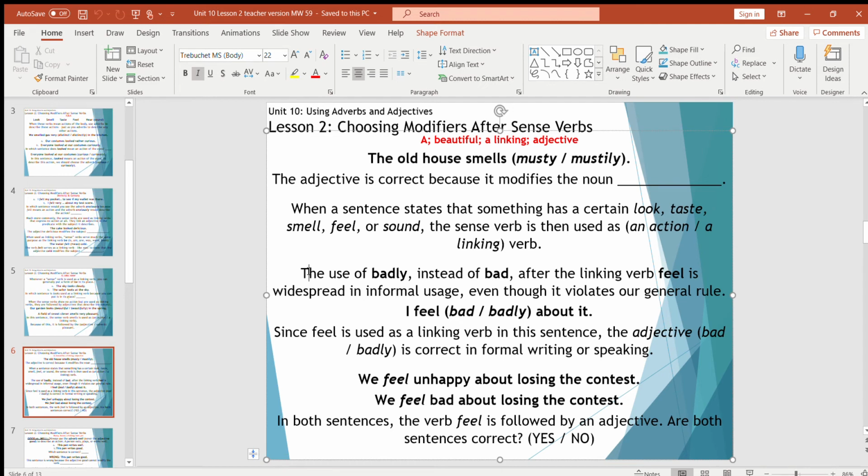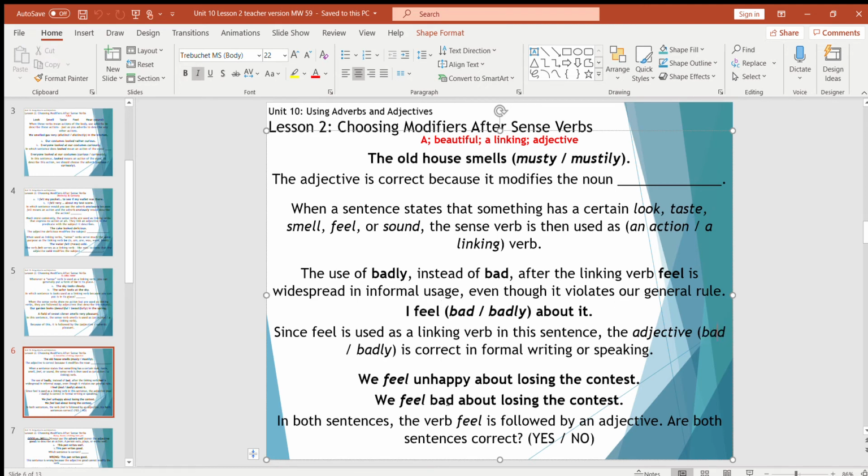Alright, circles to highlight. The use of badly instead of bad after the linking verb feel is widespread in informal use, even though it violates our general rule. Like, I feel bad or badly about it. Since feel in this sentence is being used as a linking verb, like I am bad or badly about it, the adjective form is correct in formal writing or formal speaking. Which one is the adjective form? Bad. I feel bad about it.